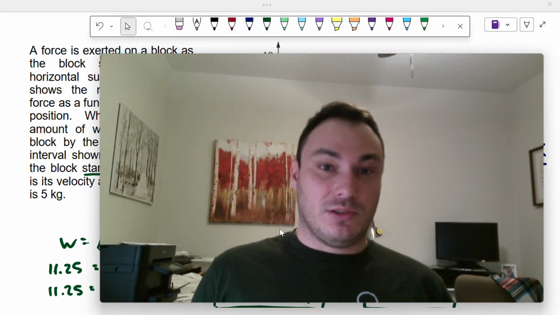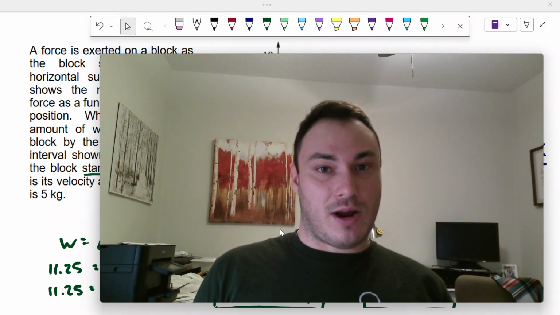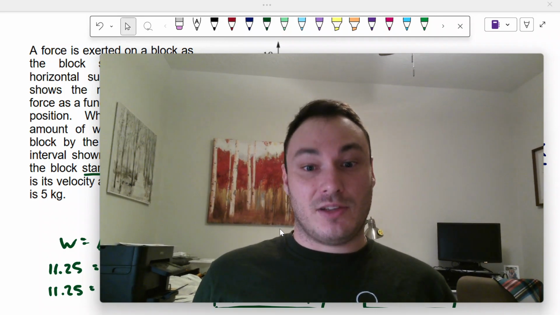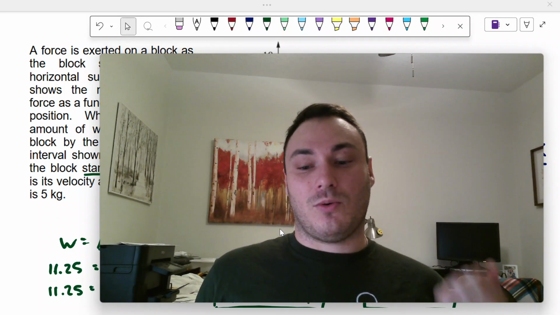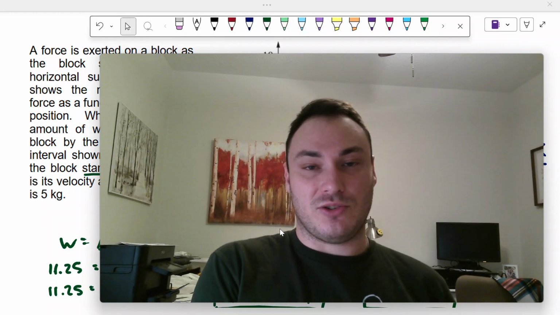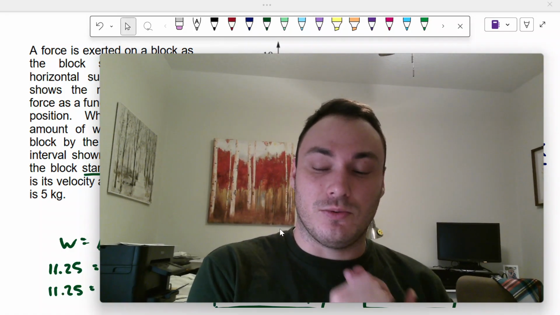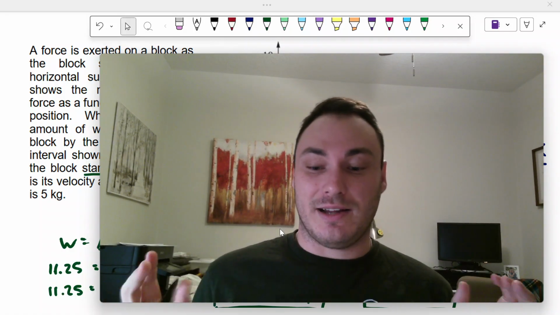AP Physics loves these questions. They love giving you a graph and having you analyze the graph. I see it all the time. It's not too difficult, but it requires familiarity on how to analyze graphs and in terms of the equations themselves. Use your equation sheet. The equation sheet is so good at just plotting everything for you.